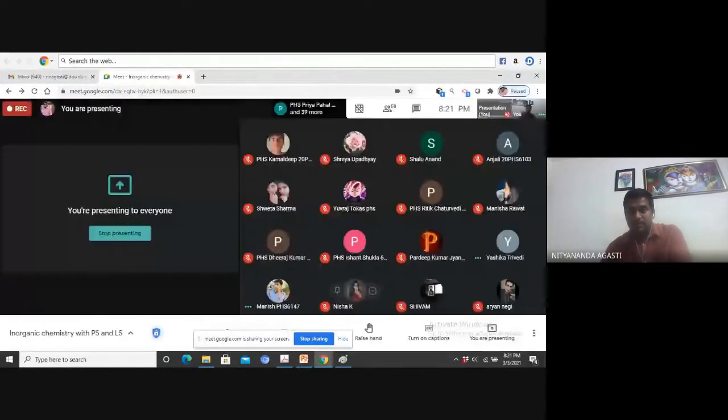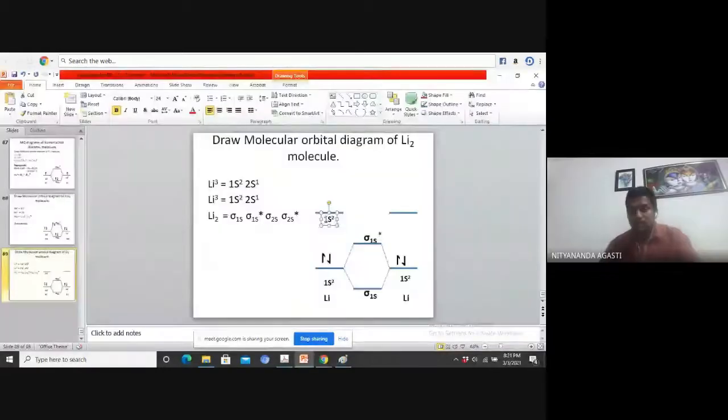2s orbital. What is the configuration? 2s1. So we'll be writing this on the other side. Take it a little bit higher, because this orbital will be. I'm providing space for better drawing, nothing else. So these 2s orbitals will be combined to give you sigma 2s and sigma star 2s.